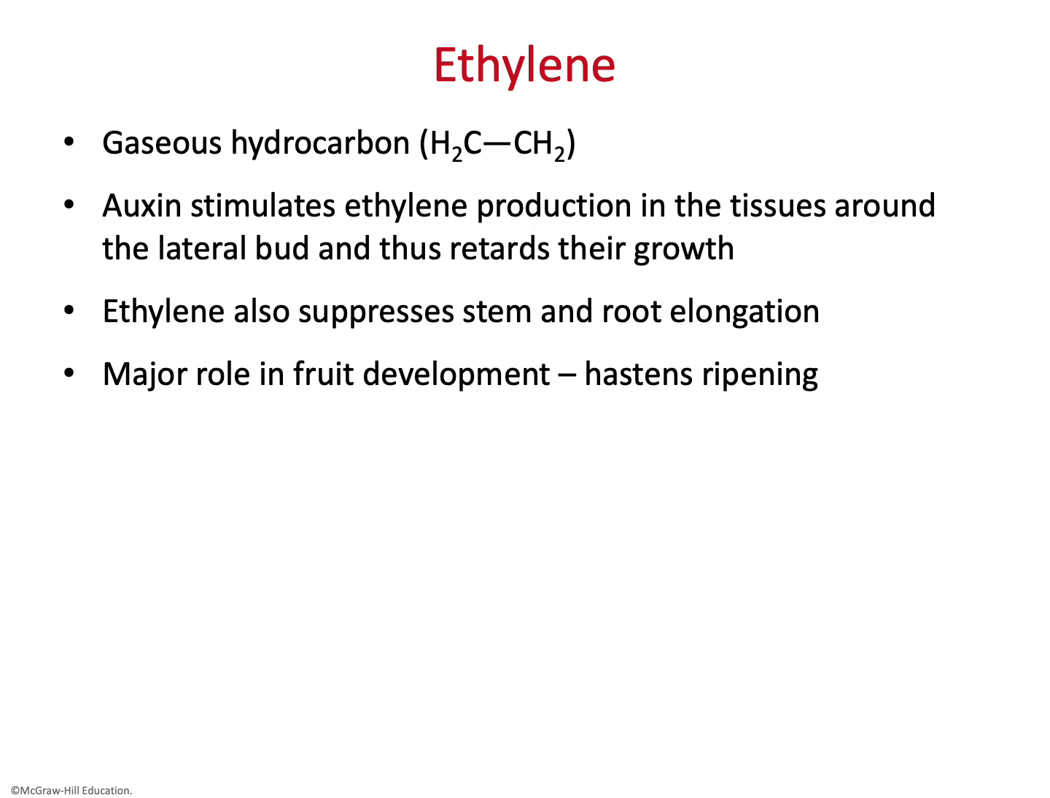Ethylene also suppresses stem and root elongation, but ethylene actually plays a major role in fruit development. At first, auxin stimulates the ethylene production, which will hasten the fruit ripening.